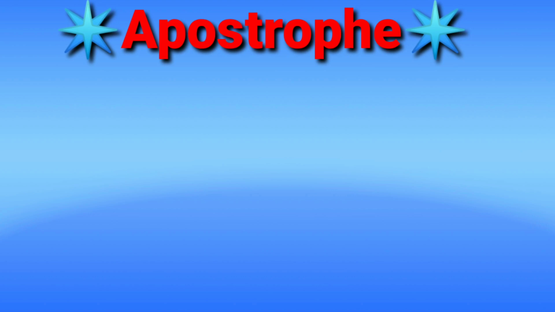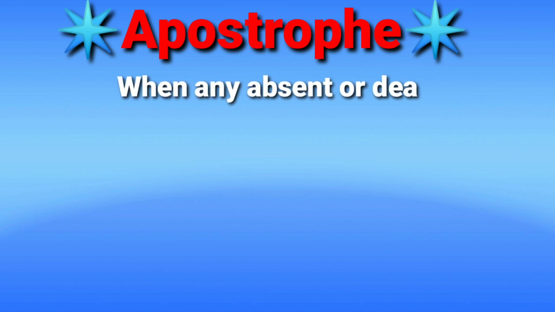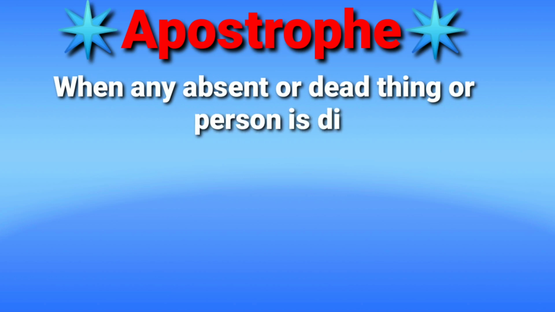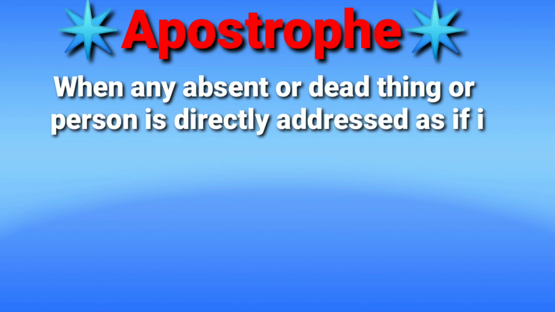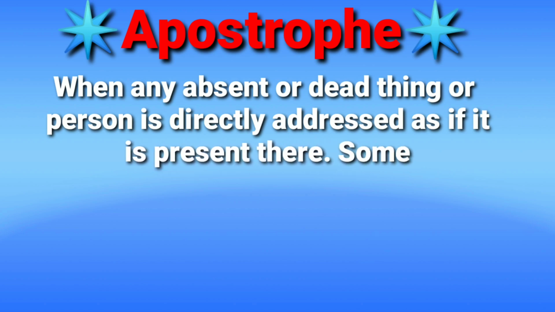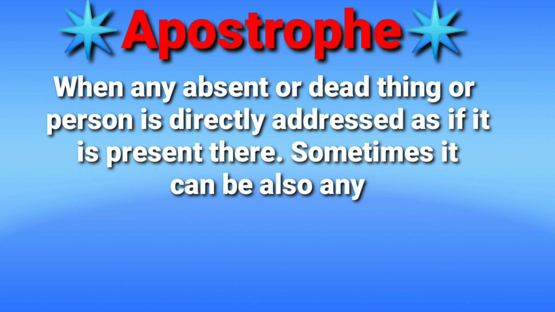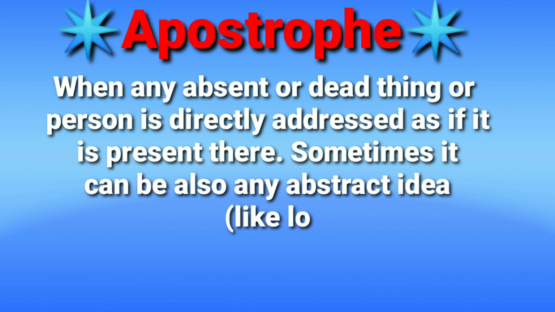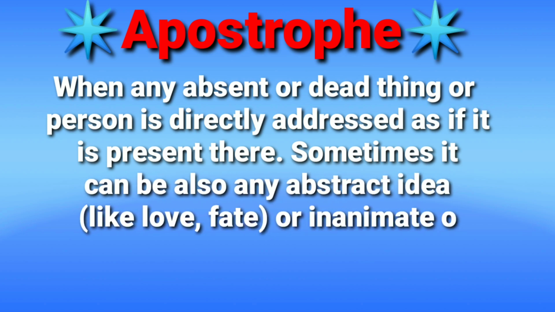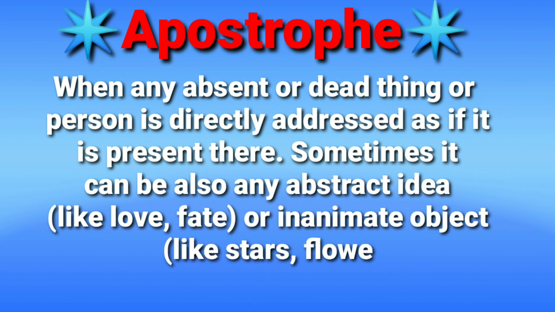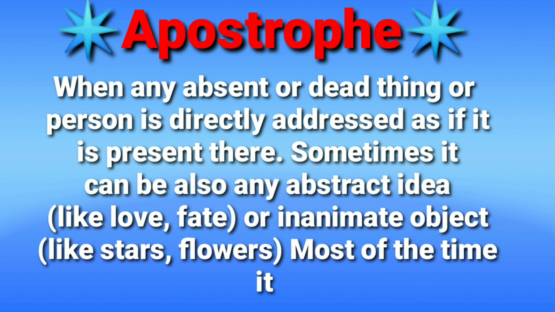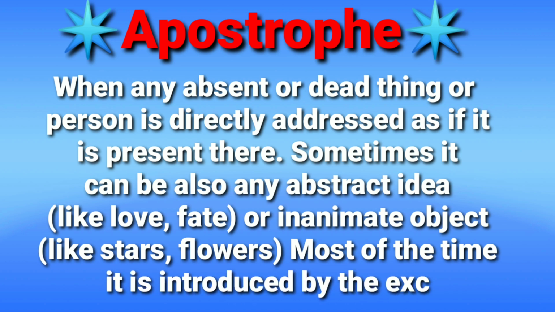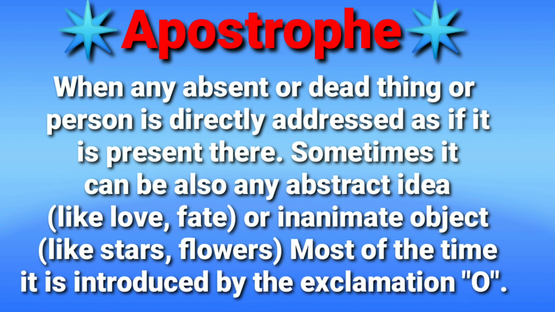What is the definition of apostrophe? Apostrophe is a figure of speech when any absent or dead thing or person is directly addressed as if it is present there. Sometimes it can also be an abstract idea like love, fate, or any inanimate object like stars, flowers. Most of the time, it is introduced by the exclamation, "Oh!"